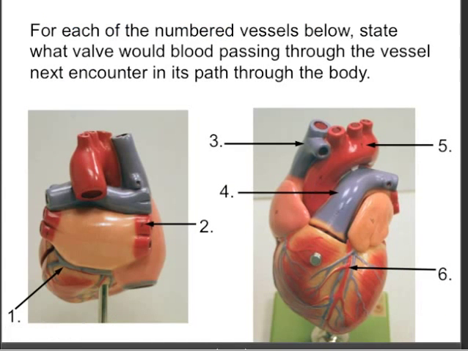Next question. For each of the numbered vessels below, state what valve blood would pass through when it next encounters a valve in its path through the body. Okay, so let's start with vessel number 1, the coronary sinus on the back side of the heart. What's that going to drain into? That's going to drain into the right atrium. The right atrium is going to pump the blood into the right ventricle through the tricuspid valve. The tricuspid valve. Okay, we'll indicate these as we hit them. Let's do this in yellow. Okay, so we will write here tricuspid.